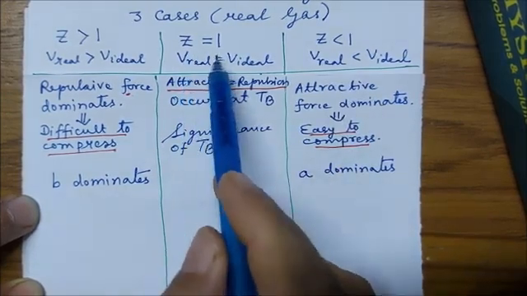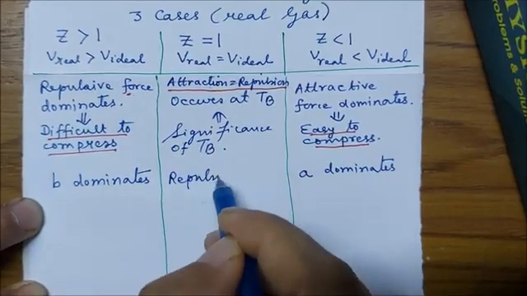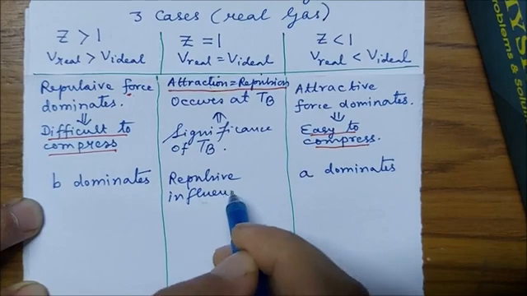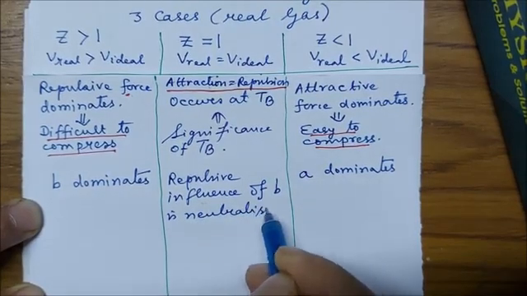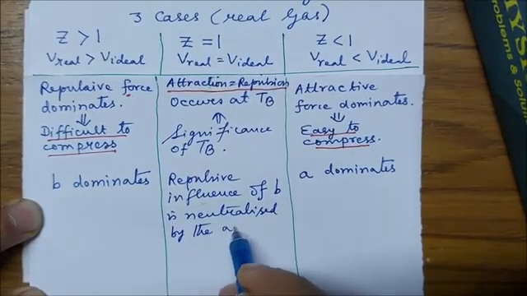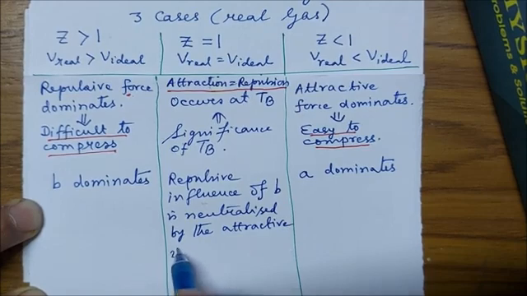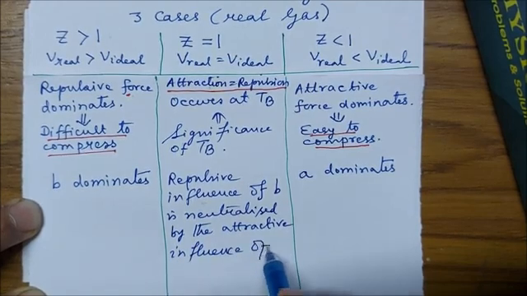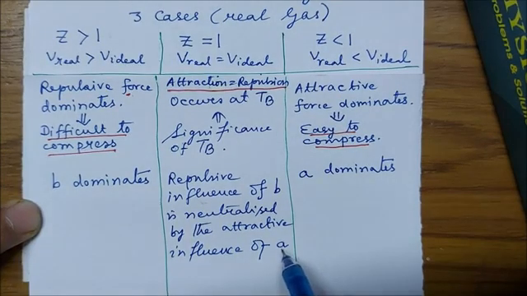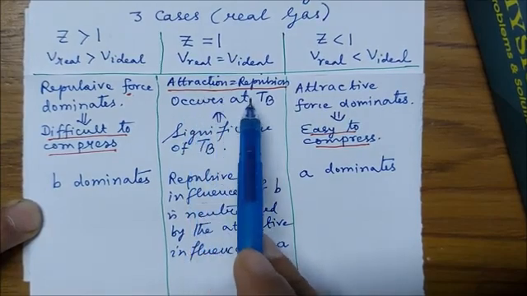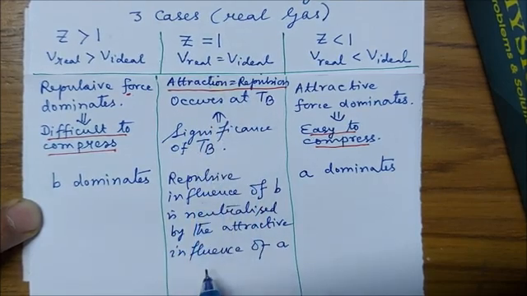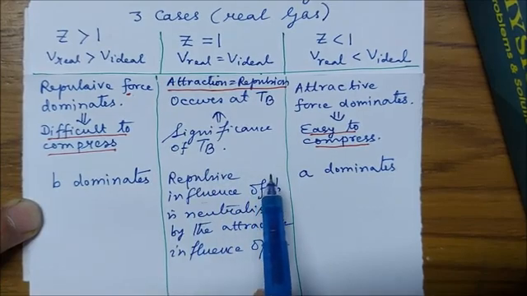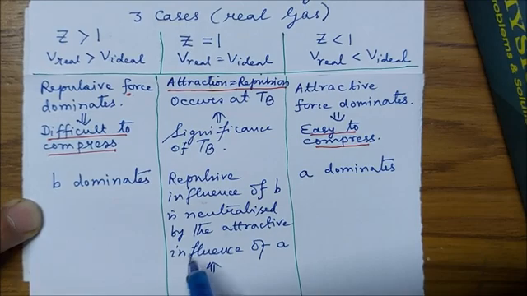And for Z equal to 1, the repulsive influence of van der Waals constant B is neutralized by the attractive influence of the van der Waals constant A, as a result of which there is neither net attraction nor net repulsion. So attraction equal to repulsion, molecules do not interact on the whole, and the real gas behaves ideally at Boyle temperature up to certain range of pressure. So this is another significance of the Boyle temperature Tb.